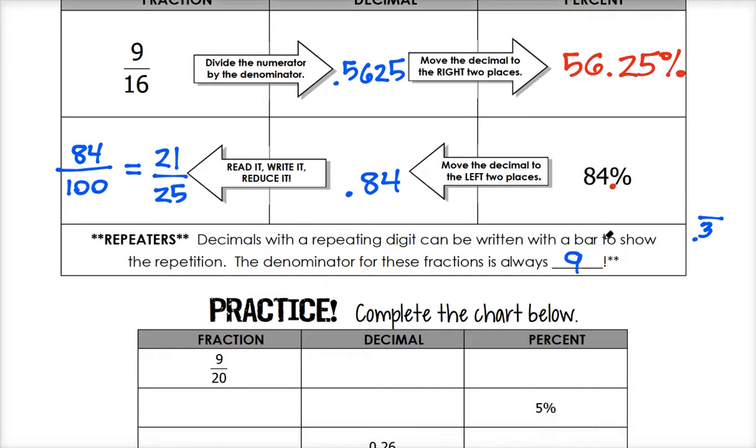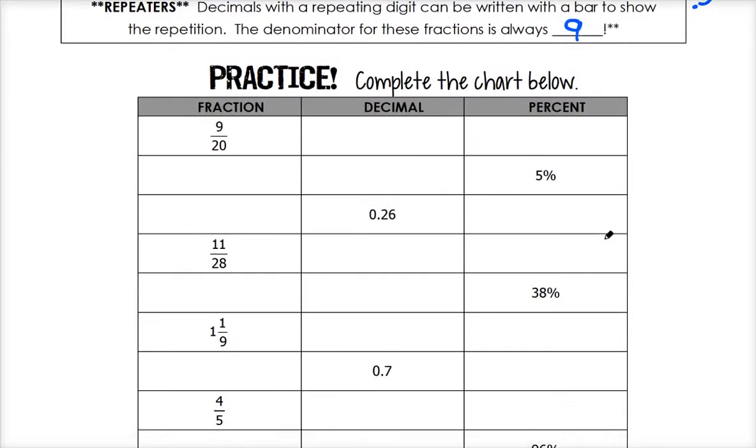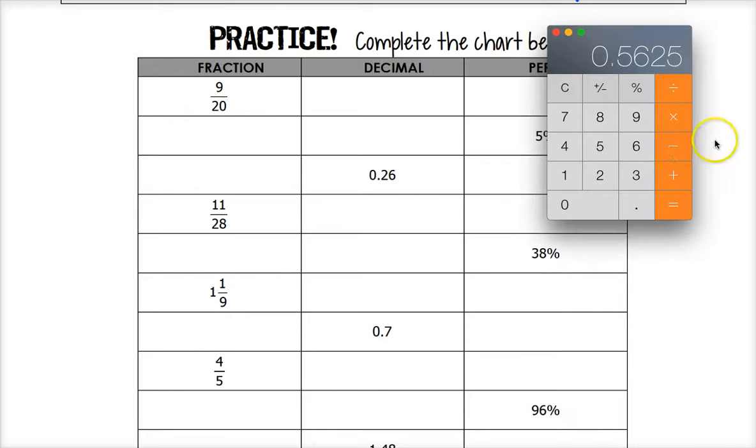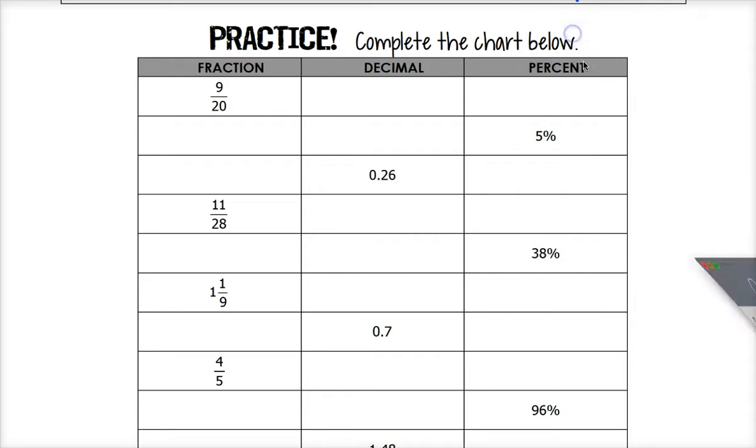So we're going to practice this now by completing this chart below. I've given you one of the 3 forms in each of the rows on this chart, either the fraction, the decimal, or the percent, and your job is to come up with the other 2. So for the fraction 9/20ths, again, to make this a decimal, we're going to take the numerator 9 divided by the denominator 20. And again, in class, you'll be doing this using long division. For now, we'll trust our little calculator here, and we see that it's 0.45. And then to make that a percent, I need to move the decimal point 2 places to the right, and that gives us 45%.